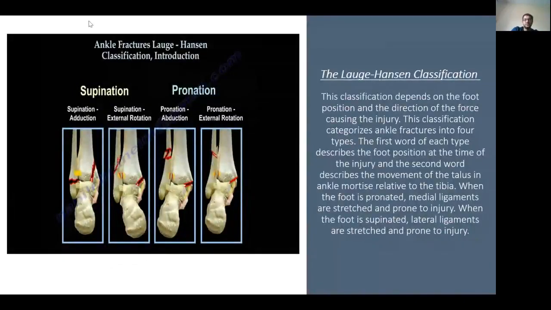The other classification system is the Lauge-Hansen classification. It depends on the foot position and the direction of force causing the injury. This classification categorizes the ankle fracture into four types. The first word of each type describes the foot position at the time of the injury, and the second word describes the movement of the talus and ankle mortise relative to the tibia. So when the foot is pronated, the medial ligaments are stretched and prone to injury, while when the foot is supinated, the lateral ligaments are stretched and prone to injury.